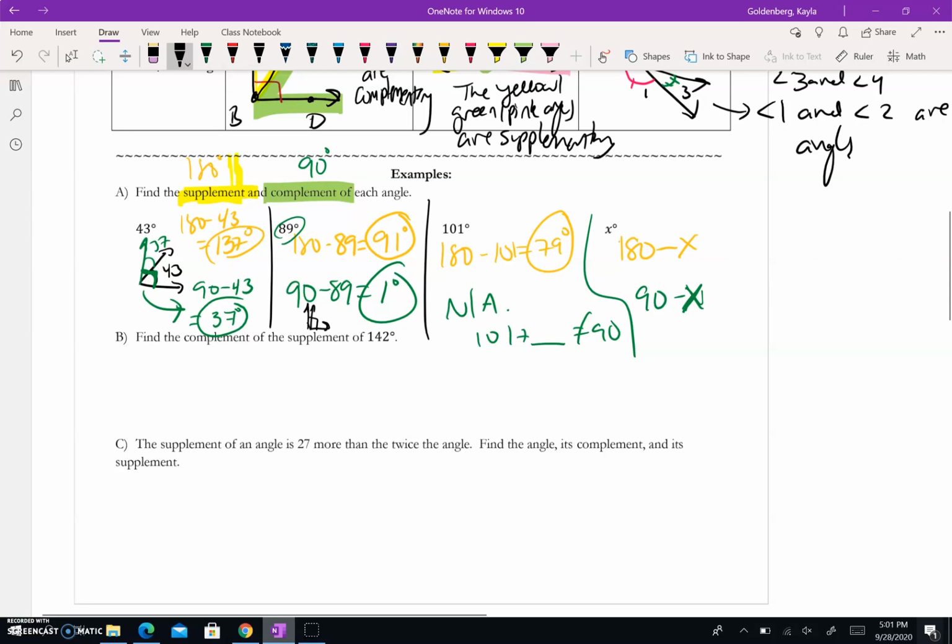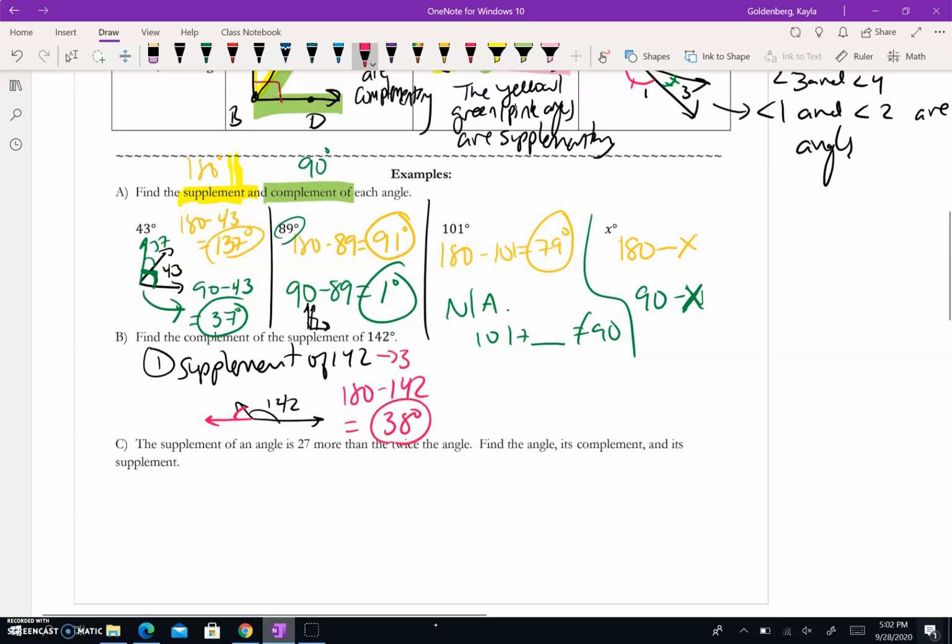Find the complement of the supplement of 142. So the first thing I need is the supplement of 142. So I'm thinking, okay, I have a 142-degree angle. That's maybe kind of close to 180 here. And I'm looking for the other angle that's here, that pink one. So I do 180 minus 142. That's going to be 38 degrees. So I know that the supplement of 142 is a smaller 38-degree angle.